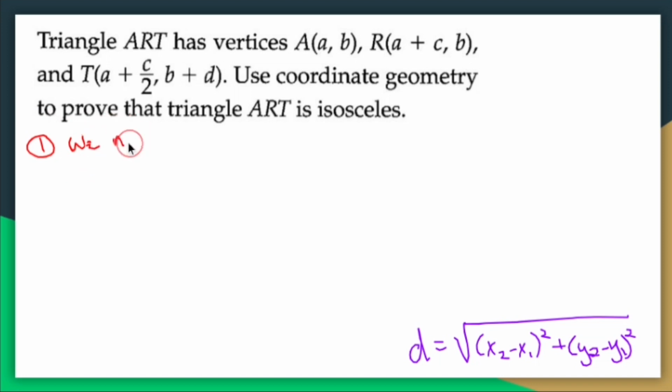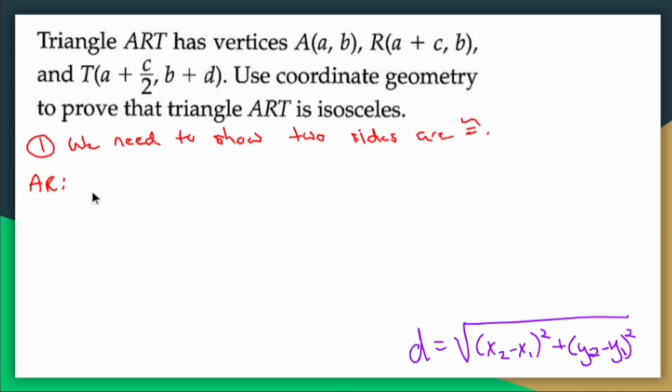We need to show that two sides are congruent. So I need to find AR, I need to find AT, and I need to find RT, and hopefully the ones that I choose strike gold. So let's start out with AR.